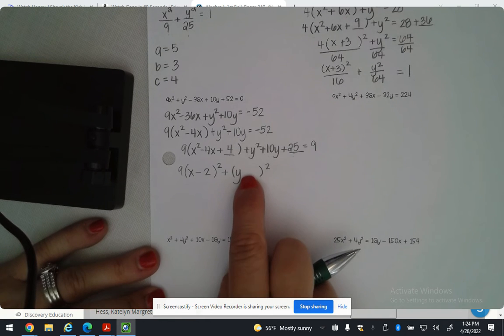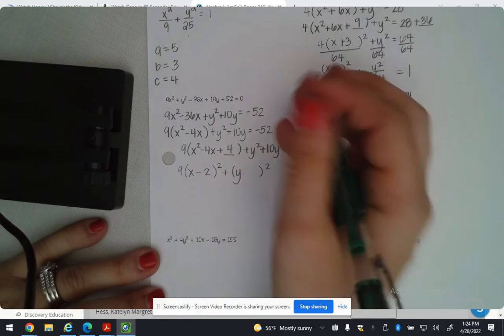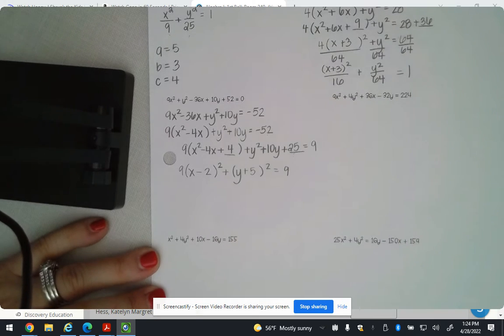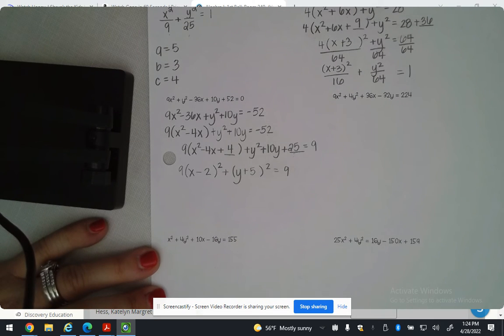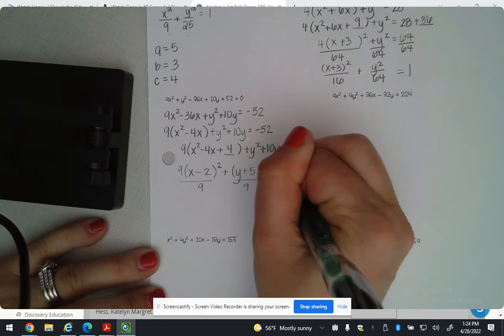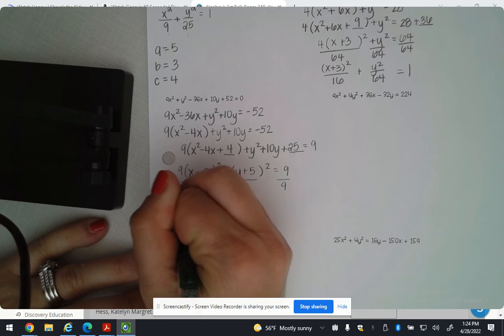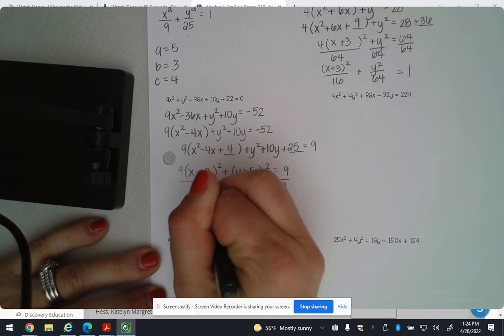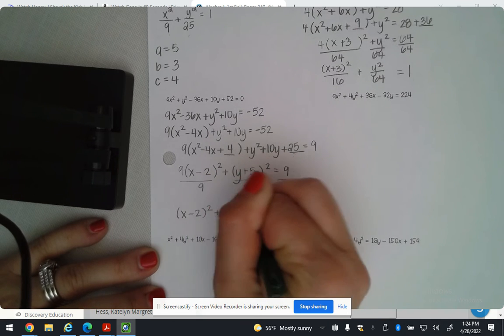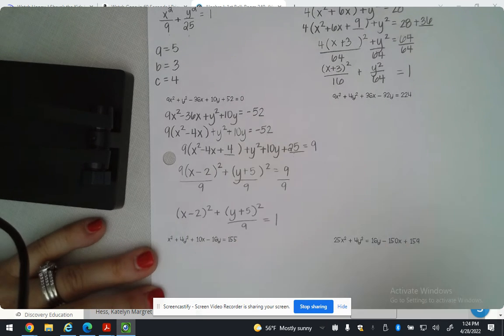So what comes in here with the y? A positive 5, equals 9. What do I need to do? Divide everything by 9. So you get x minus 2 squared plus y plus 5 squared over 9 equals 1.